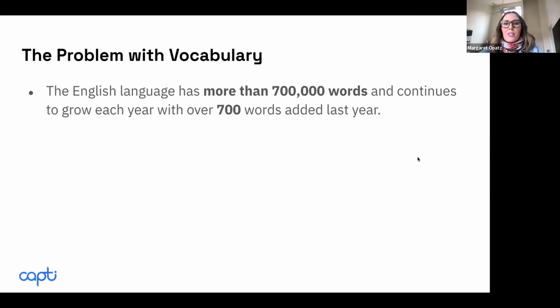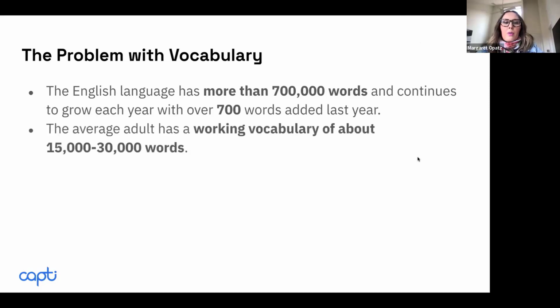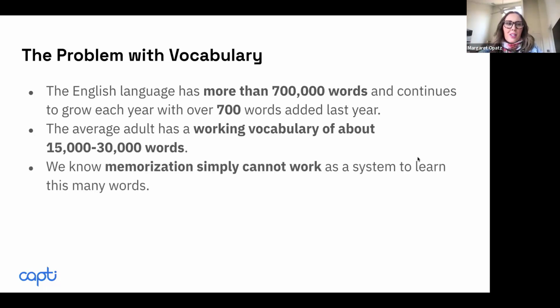So we typically have just a ton of new words added each year. To add to this problem, there are 15 to 30,000 words that are in our working vocabulary. Some people may have more, some people may have less. But the problem is that memorization alone cannot be the system that we use for teaching words. So we really need to think about what we can do.